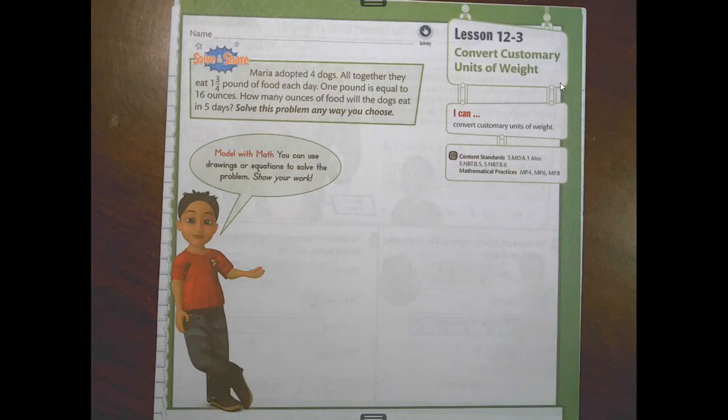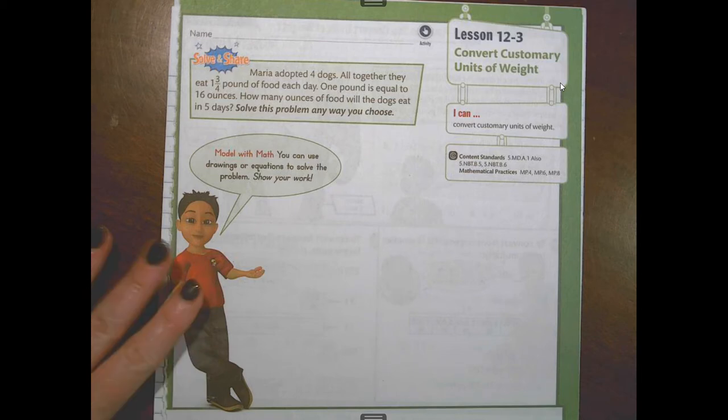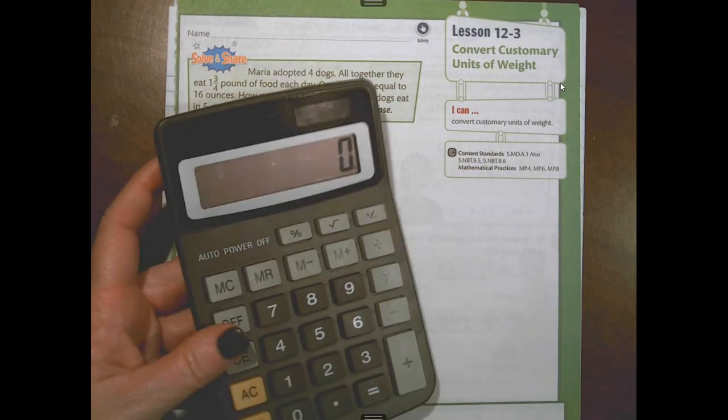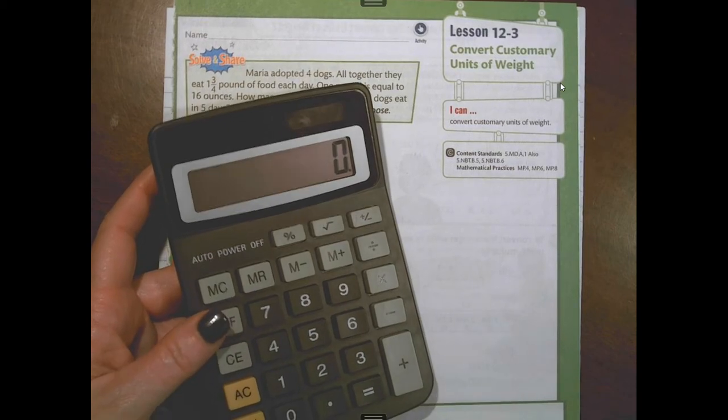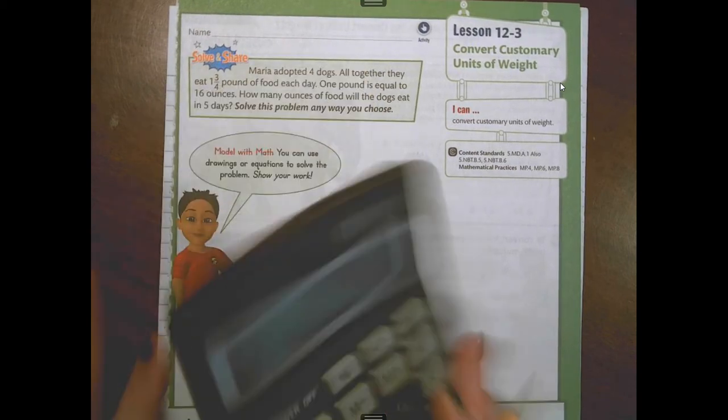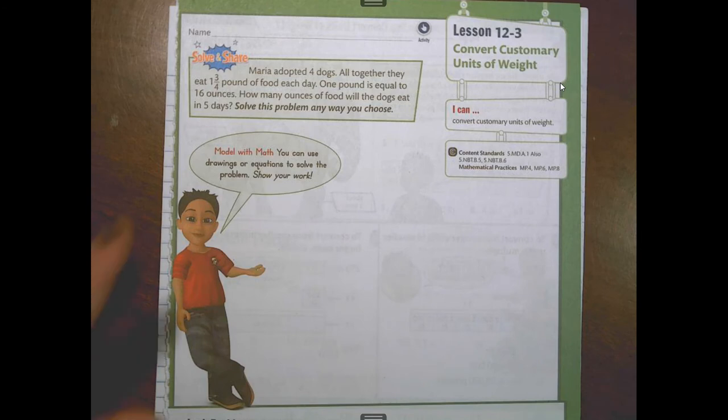Today we are continuing with lesson 12.3, and we are converting customary units of weight. If you don't have your book, it's fine. You can just write these problems down on paper with me. Most of us that have our book anyways are going to be using paper. You probably want a 4-function calculator. I'm letting you use those to make the math a little quicker, the computation part. You'll need pencil and notebook paper.